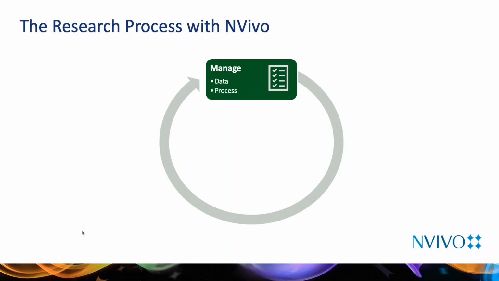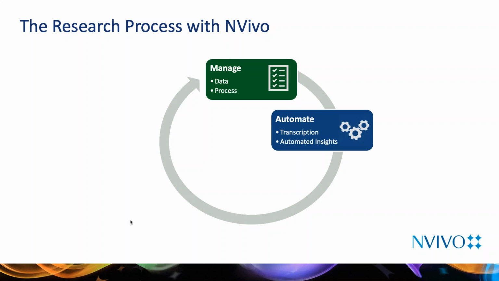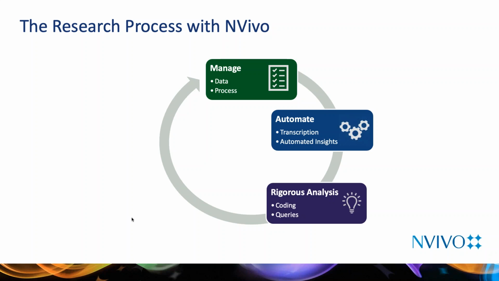When you think about the research process in general, and you're moving NVivo in, you want to be able to manage data and manage the process so that you're making the most of what you have available. There are options within NVivo to automate things such as transcription, or to provide automated insights. NVivo Plus, the Windows version, does have some abilities for automated coding. Both thematic and sentiment analysis are available in the Plus version, in the Windows version of NVivo.